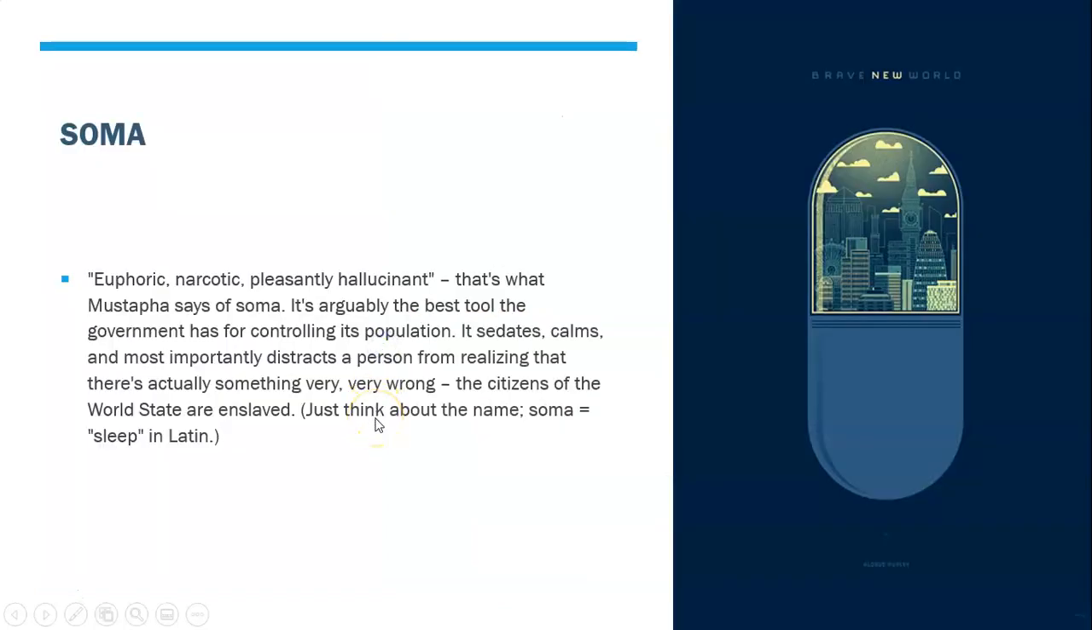And then last, for this video at least, for part one, I want to talk about soma. And we've begun a discussion about soma, but just kind of a reiteration of this. It's called euphoric, narcotic, pleasantly hallucinant, and that's what Mustafa says of soma. It's arguably the best tool the government has for controlling its population. It sedates, calms, and importantly distracts a person from realizing there's actually something very, very wrong with the world. The citizens of the World State are enslaved. Even the name soma is "sleep" in Latin.